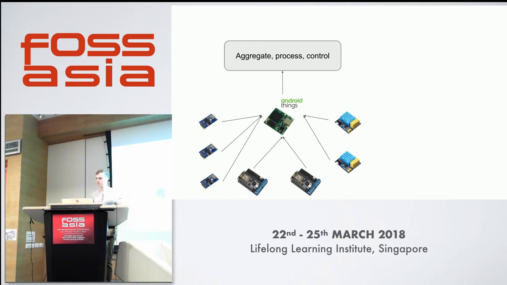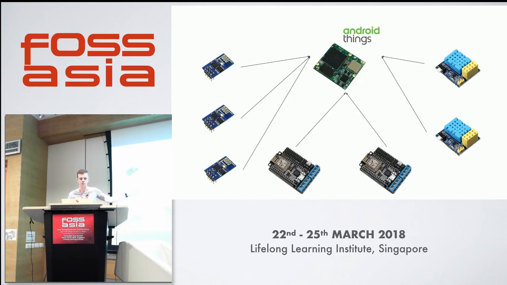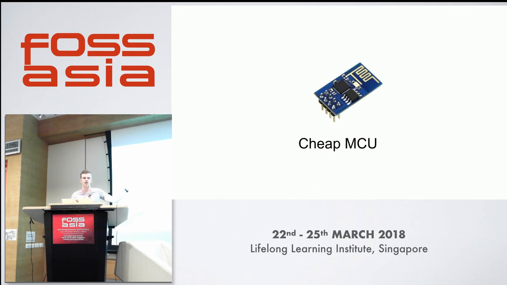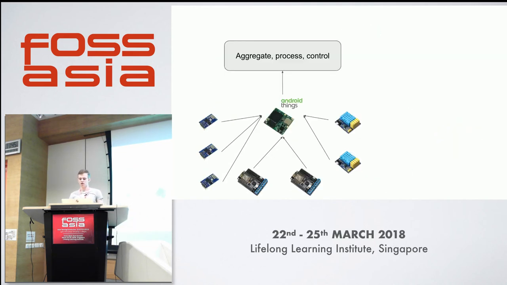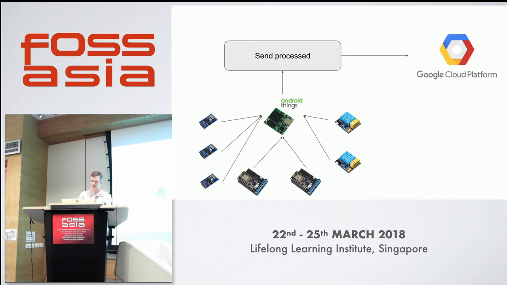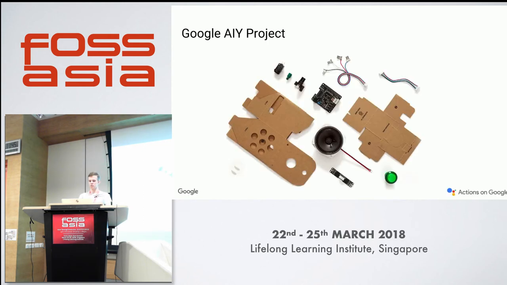This is one scenario. Another scenario is just to build a single cheap device like a smart assistant and use it. But in terms of why you should not just use cheap MCUs, it's because cheap MCUs don't have enough power to provide some processing calculations. And it can be sent to Google Cloud Platform or any of your web servers and make some processing. So, real use cases.